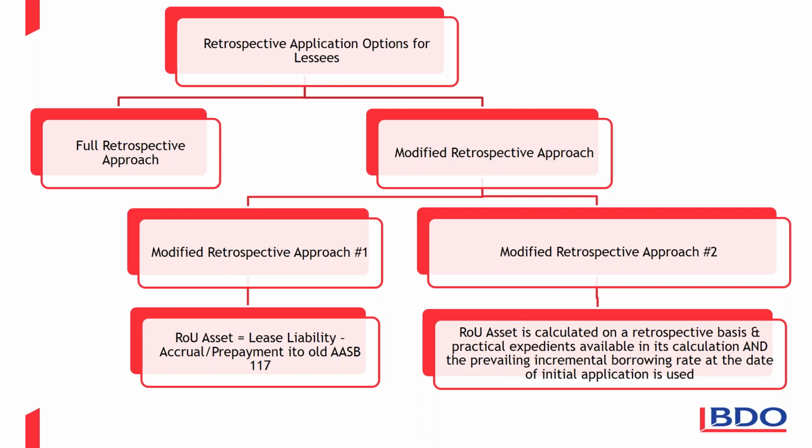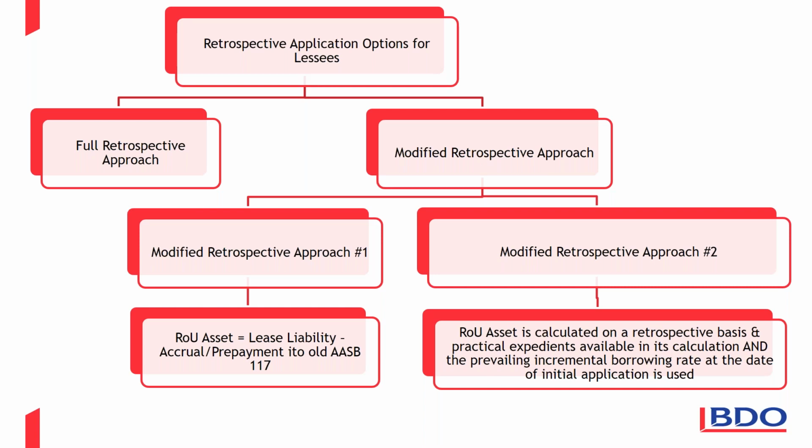If you look at modified retrospective approach number 2, the lease liability calculation is the same. It's the net present value of future lease payments. However, the right of use asset is calculated on a retrospective basis. And there are a number of practical expedients available to make that calculation easier. And also the other main thing is that you use the prevailing incremental borrowing rate at the date of initial application. So you don't have to go back and look for the incremental borrowing rate when you entered into all these various leases.